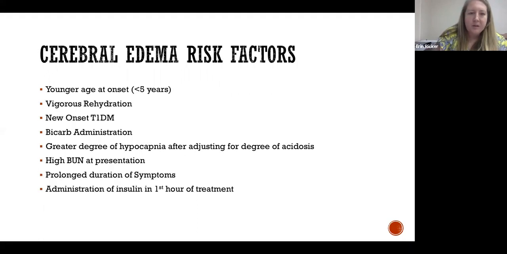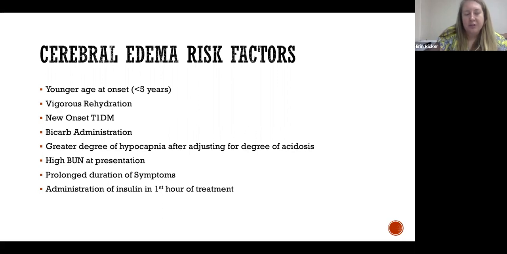So which patients are more likely to get cerebral edema? Again, younger onset, likely because they're more severe at presentation, but those less than 5. If we vigorously rehydrate, we get more reperfusion injury, and we also cause more osmotic edema. So those are at higher risk.